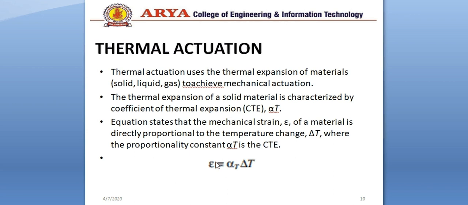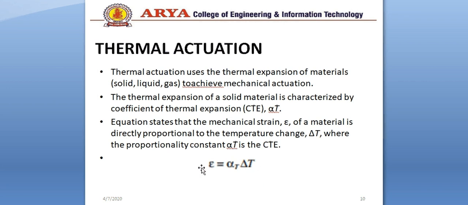Basically, thermal actuation means that by providing heat, by providing thermal expansion of solid material, we can actuate it. Thermal actuation uses thermal expansion of material. We have already discussed the formula for thermal actuation, and thermal expansion we discussed in our last lecture: epsilon equals epsilon proportional to alpha T into delta T. What does it define?